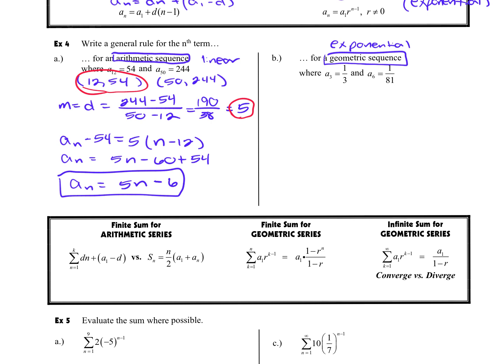For this one, if we want to do this effectively, we are actually going to use a little system of equations in a way that you've probably not seen before. So I'm going to say 3 and the 1/3. I'm going to say my 6 and my 1/81.